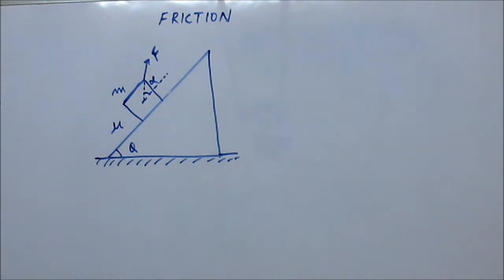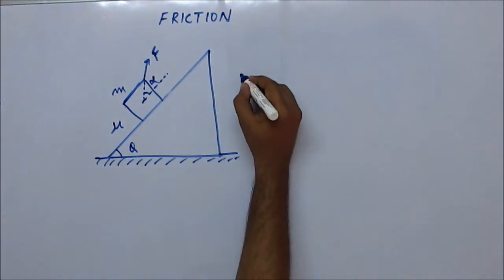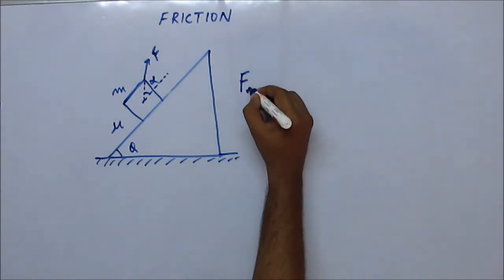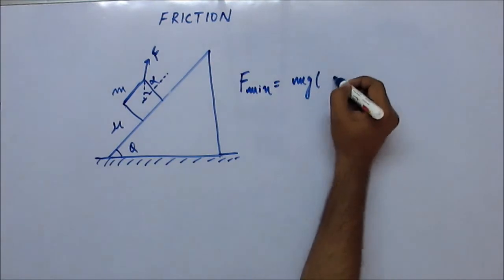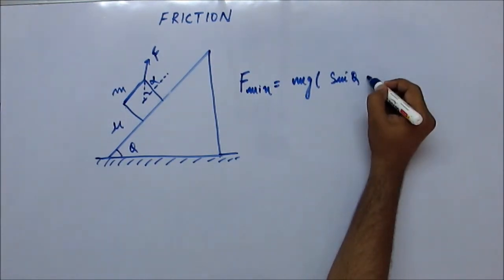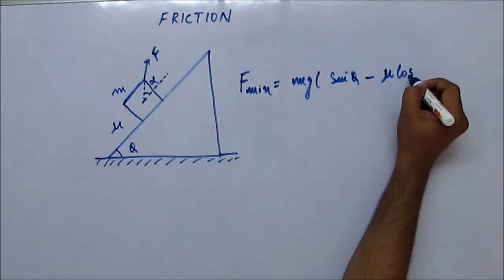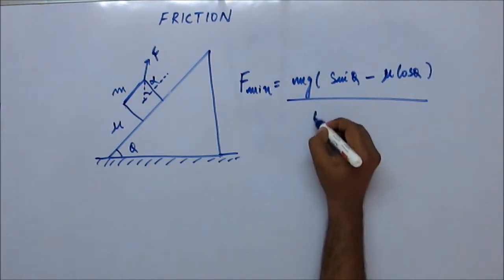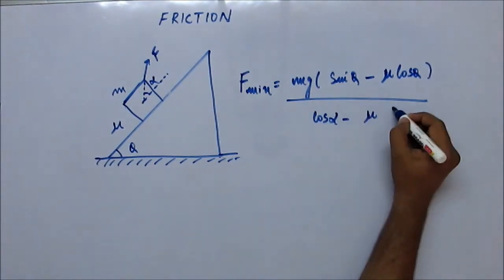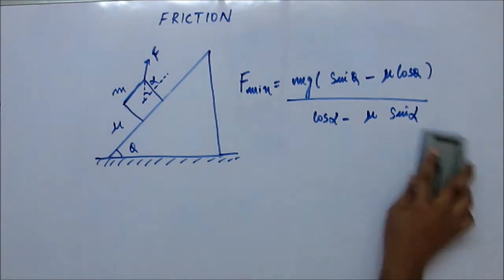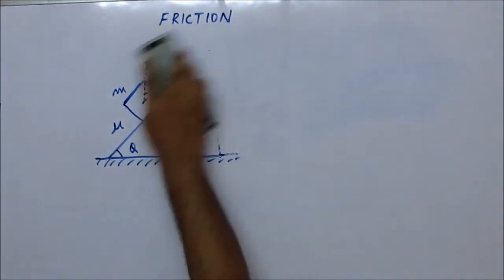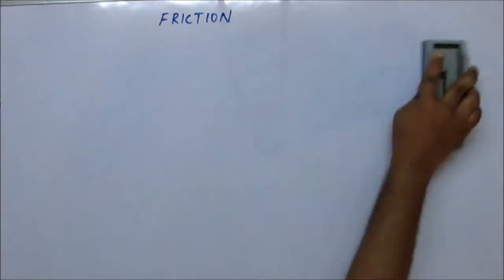The expression that you will get, which you should find and not take for granted, for the minimum force in order to avoid slipping, is mg into (sin theta minus mu cos theta) upon (cos alpha minus mu sin alpha). You should see whether you're getting this or not. You got it? If you got it, then you're very, very good. You're learning friction.